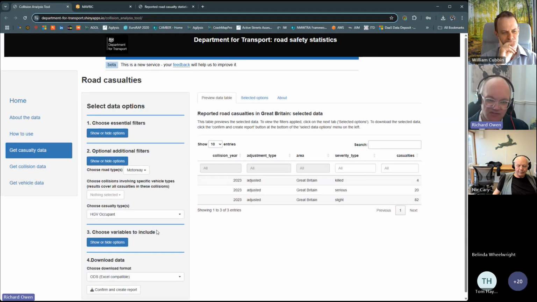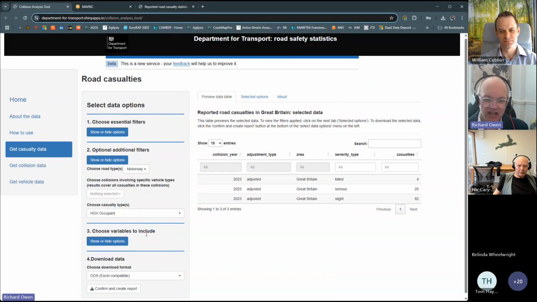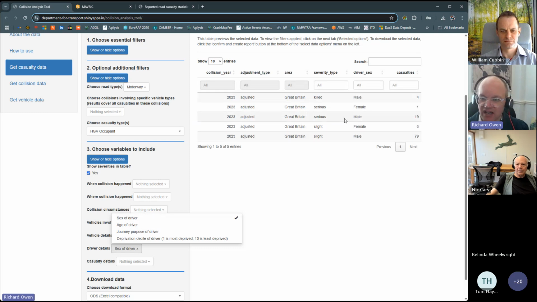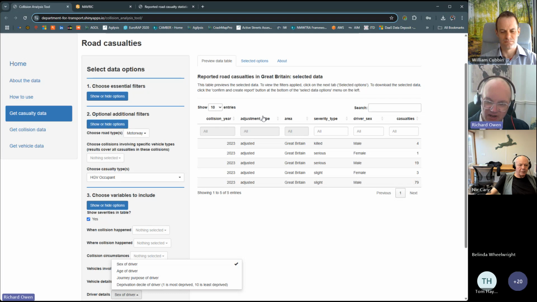Doesn't tell you about crashes involving HGVs. If I did that one, then I might want to start to have a look at some of the tools. And then you can choose some other variables: when it occurred, what the collision circumstances are, what the vehicles involved are, the driver details. So I could have a look at the sex of the driver, and it starts to break those down. So one female HGV driver was seriously injured on motorways within Great Britain in 2023.